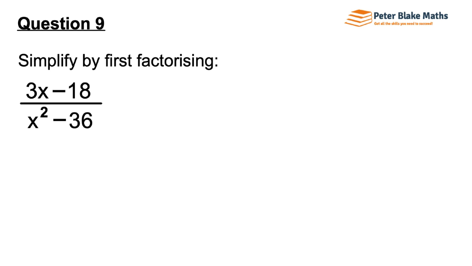Question 9. Simplify by first factorising 3x minus 18 all over x squared minus 36.